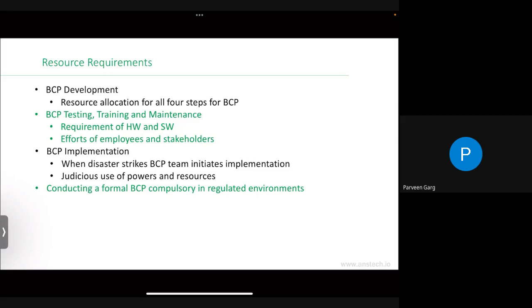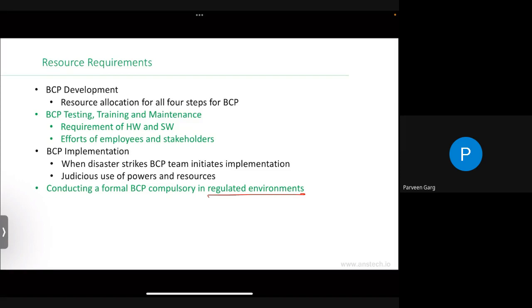So you do carry out BCP compulsorily in a lot of regulated environments. If you're a hospital, you need to carry out certain BCP plans. Today we saw Prime Minister Modi announce that on the 27th we are going to have a nationwide drill for COVID preparedness. So it's kind of a continuity BCP plan.